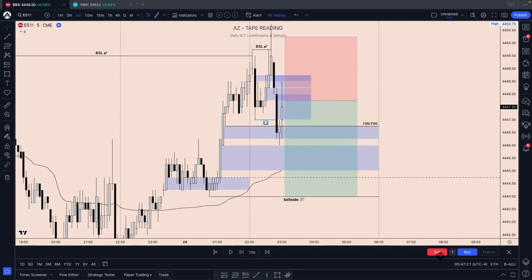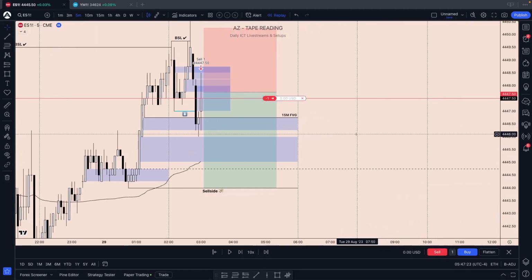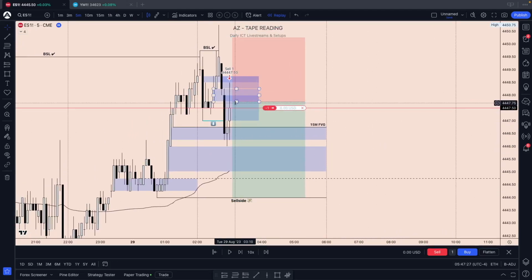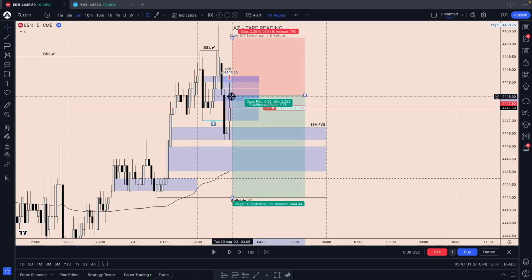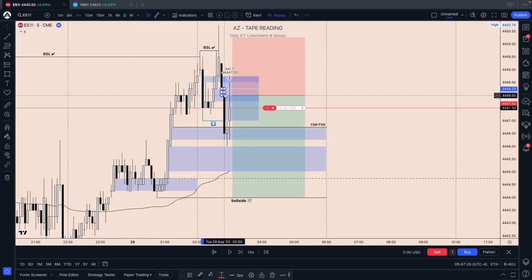We moved inside, so let's paper trade this here. That's pretty much what I did as well. I entered right here at 448 actually, that's where I got my fill, paired with this volume imbalance that remained open. So, in my opinion, a high probability trade.